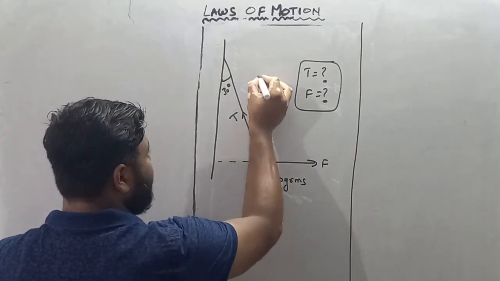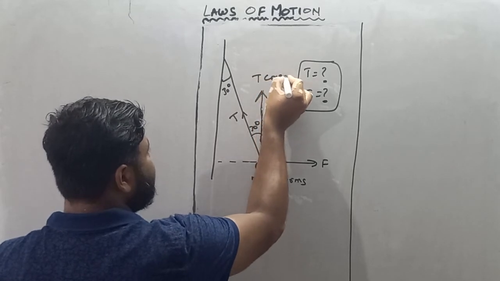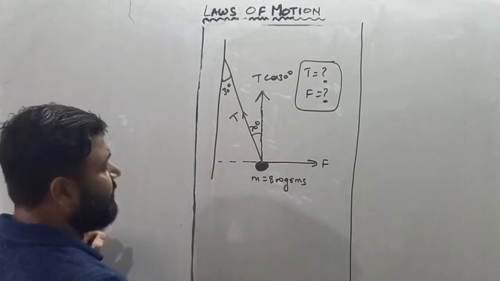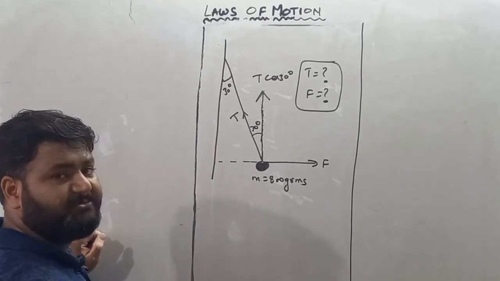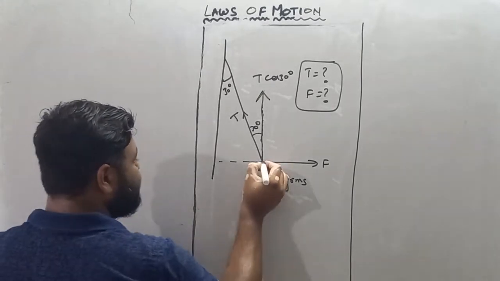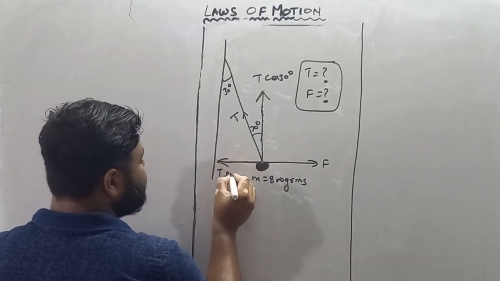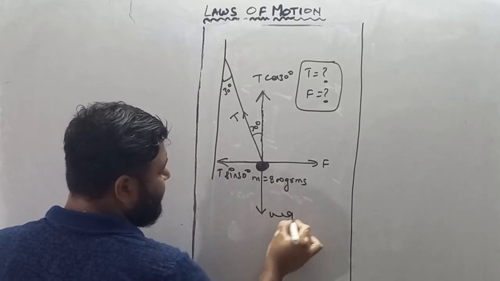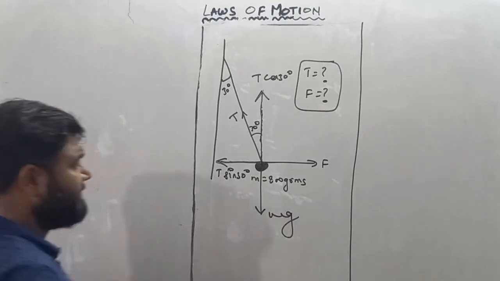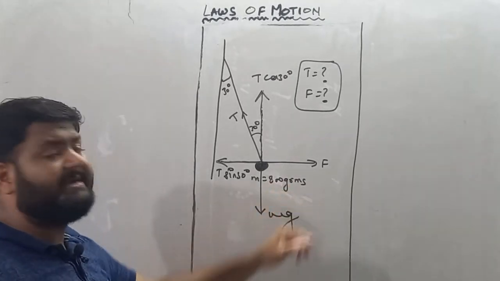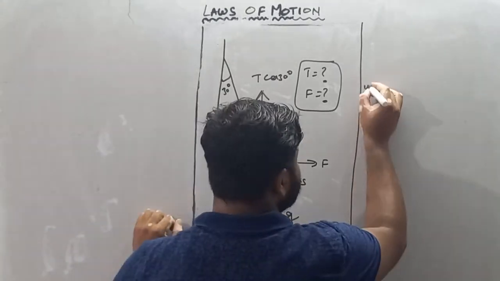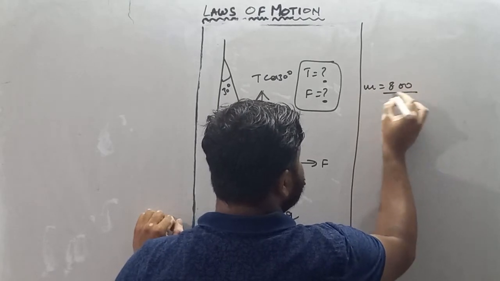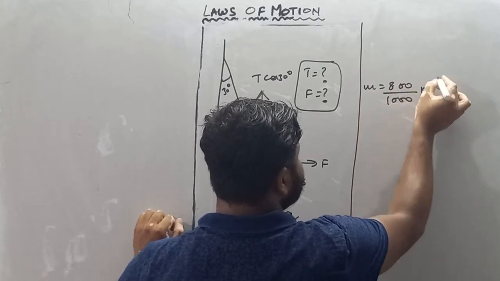Along this direction cos component is present because with this line angle is formed. So along that line where angle is formed, we have to take cos 30, and in this direction, it is T sin 30. So the system is in equilibrium and vertically downward it is mg. Now see, the mass is in grams, my dear student. So if mass is in gram, then 800 divided by 1000, it is in kg.